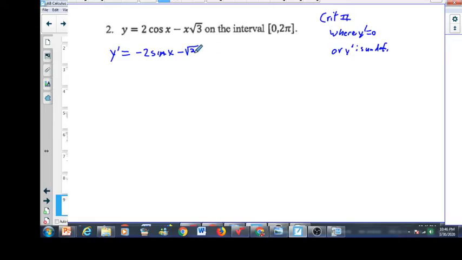we're going to set this derivative equal to 0. So 0 equals negative 2 sine x minus square root of 3. So if we go ahead and let's say square root of 3 is equal to negative 2 sine x, and so sine x is equal to what? Negative square root of 3 over 2.